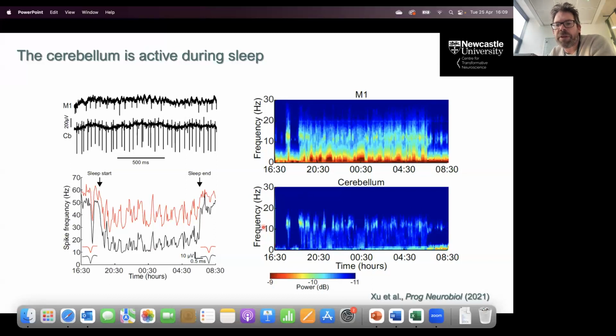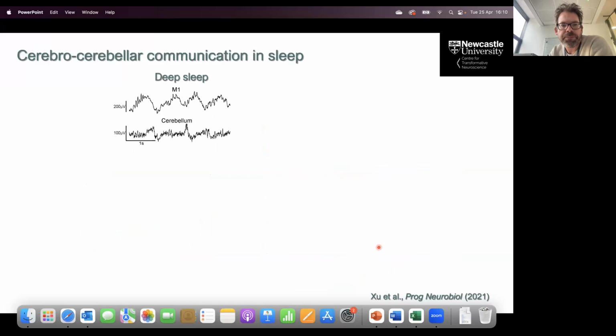And although the field potential is certainly weaker in the cerebellum, we can actually see a similar pattern of alternation between relatively high 10 to 15 hertz frequencies and then lower slow wave frequencies also in the cerebellum. So in terms of both the firing rates of neurons and the broad architecture of oscillations, there seems to be quite a lot of similarity between what's going on in the cerebellum and what's going on in the neocortex. And it goes a bit deeper than that, because these oscillations are coupled.